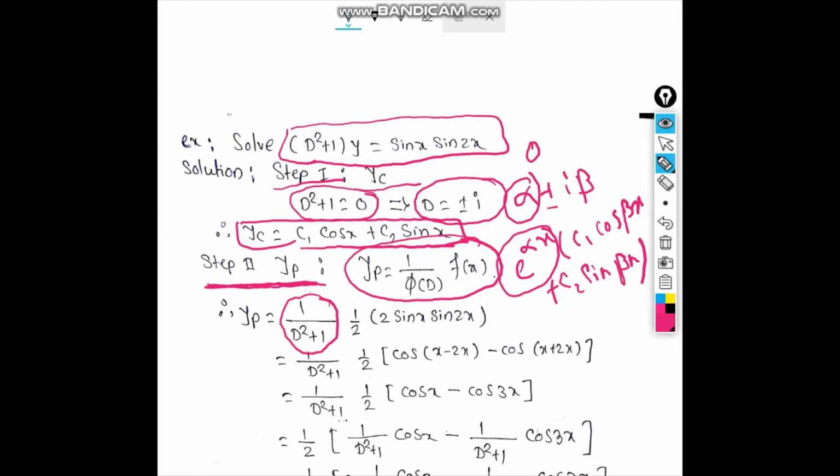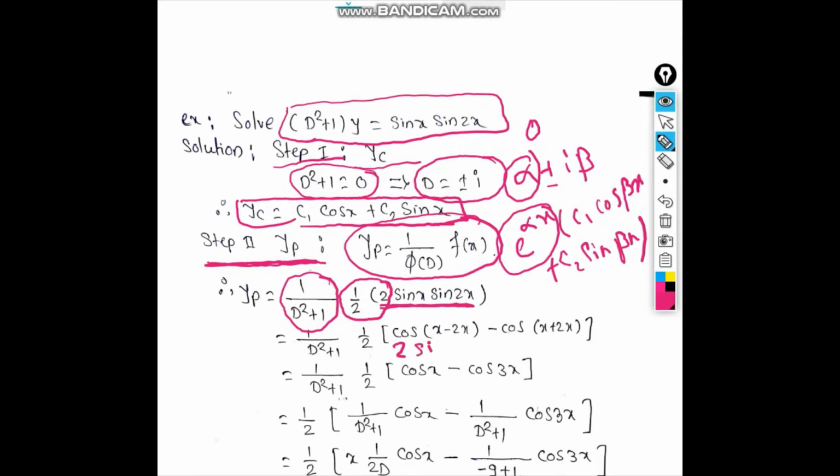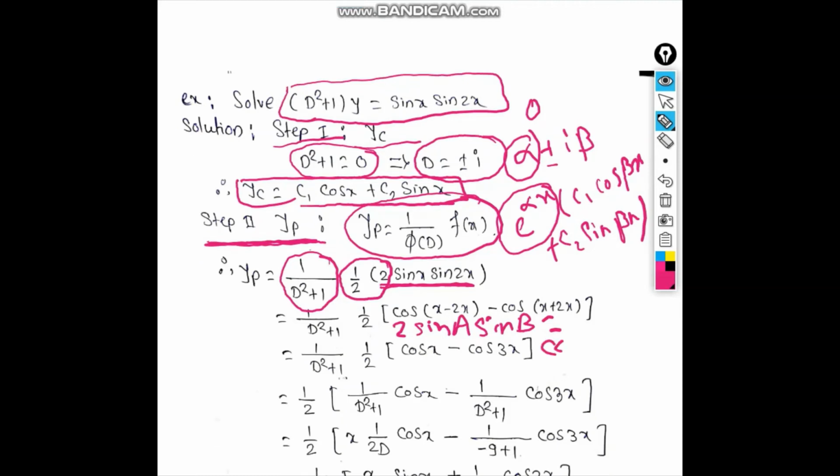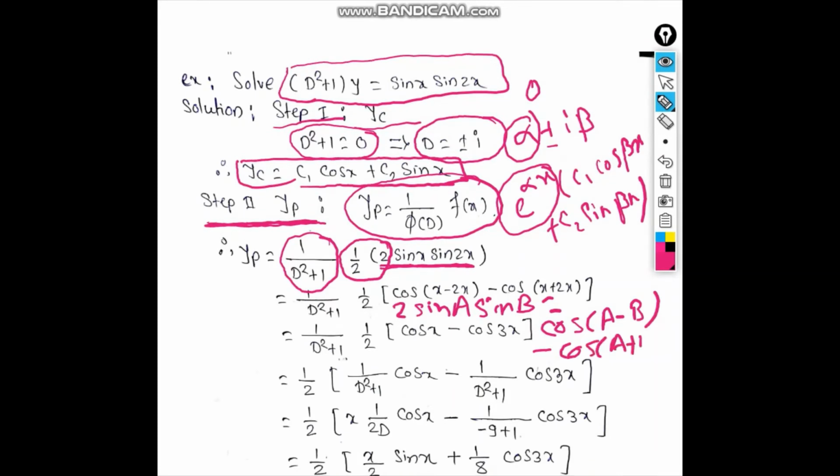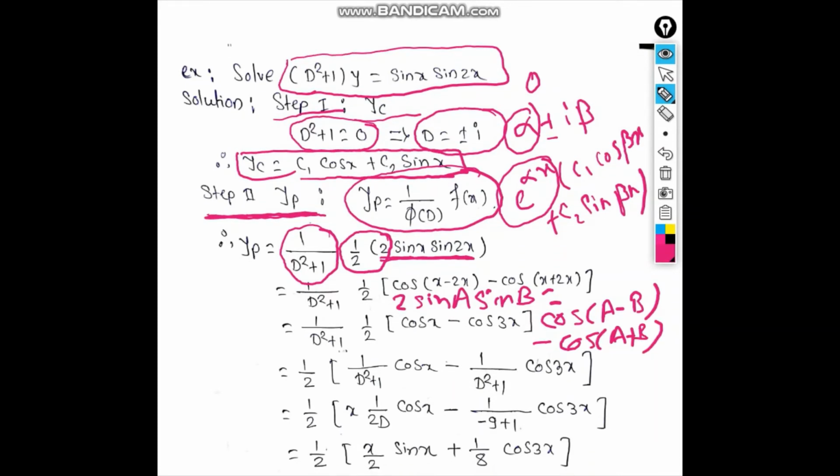Here we multiplied by 2 and divided by 2 so that we can use the formula for 2 sin a sin b. Those who remember this trigonometric formula, 2 sin a sin b is cos of (a minus b) minus cos of (a plus b). So by that formula we get 1 by 2 as it is, and cos of (x minus 2x) minus cos of (x plus 2x). Since cos of minus theta is cos theta, it becomes cos x, and cos 3x.